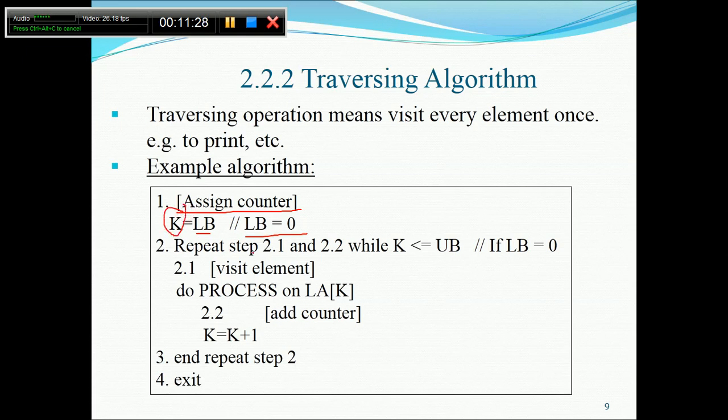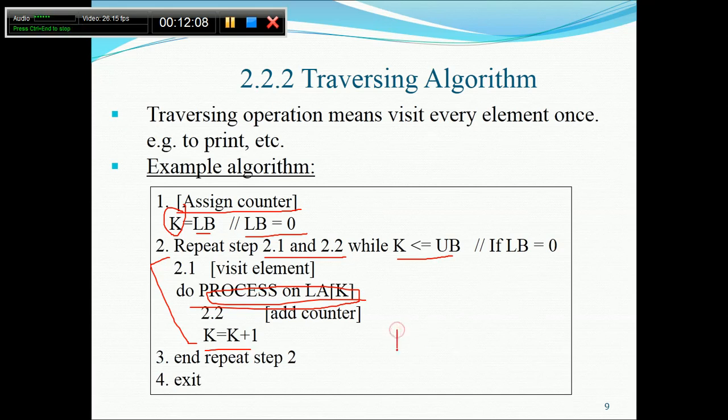Now repeat steps 2.1 and 2.2 while k is less than or equal to the upper bound. Means k will start with the lower bound, that is the initial value, and steps 2.1 and 2.2 will continue to execute until k exceeds the upper bound. So it will go for every index one by one. The idea is to do the process on linear array k, whatever process you want. It could be anything: you want to print, you want to access, anything. And then k equals k plus 1. Suppose currently it is at index 0. If the lower bound is 0, it will process the data LA of 0.